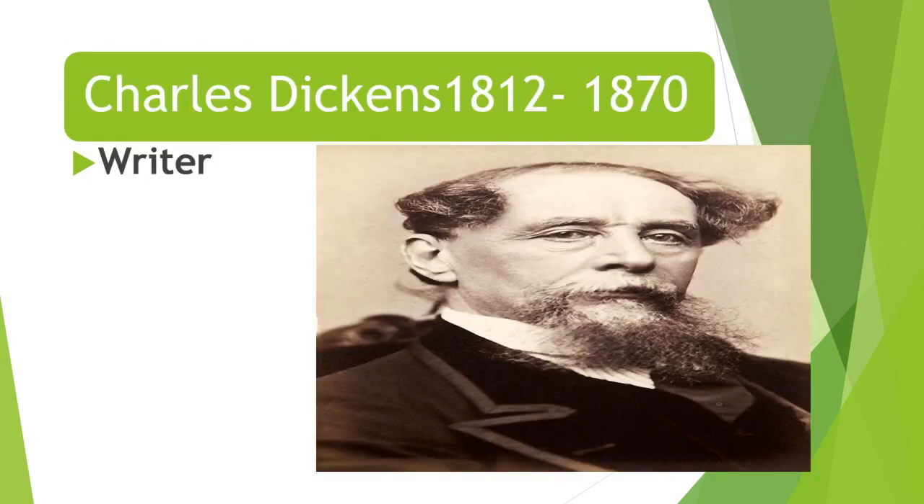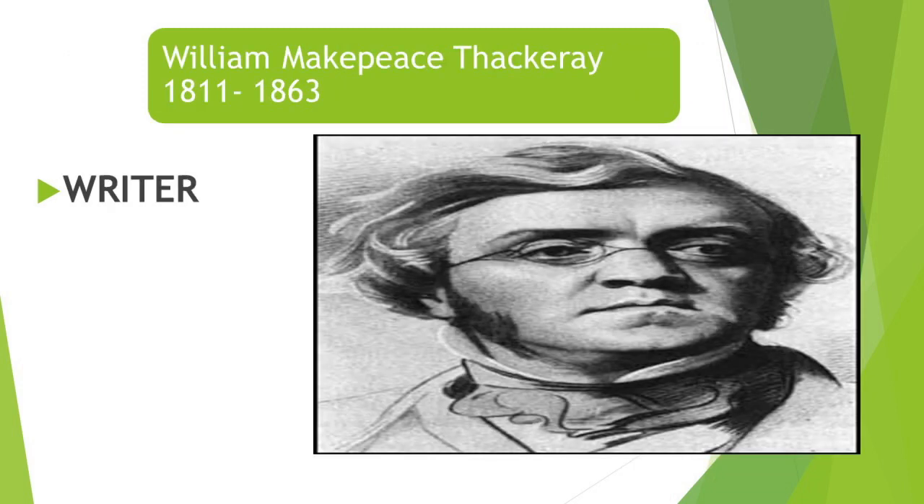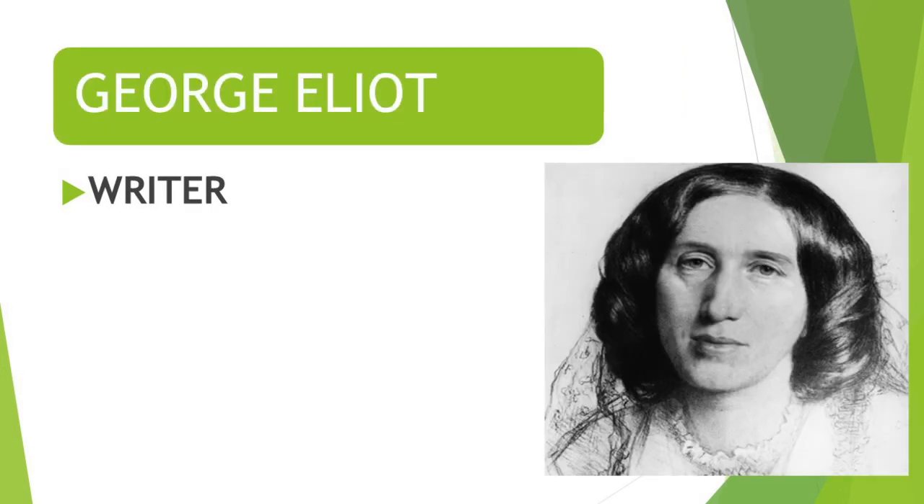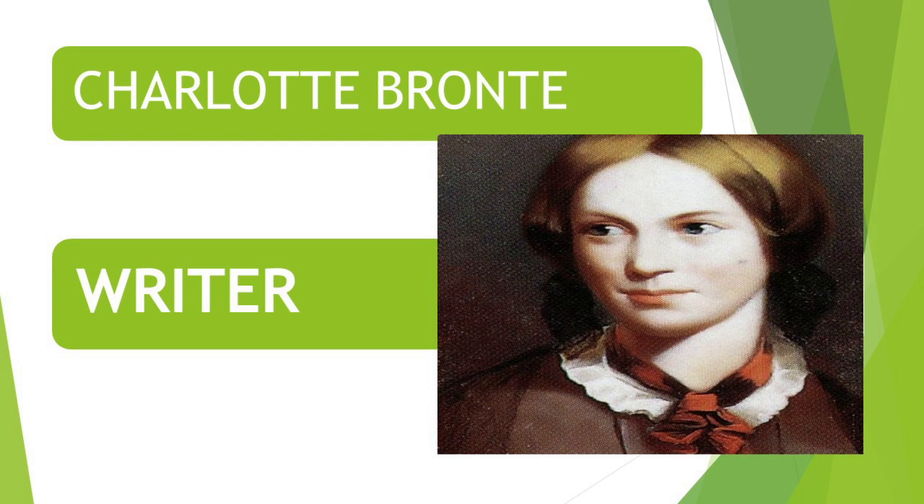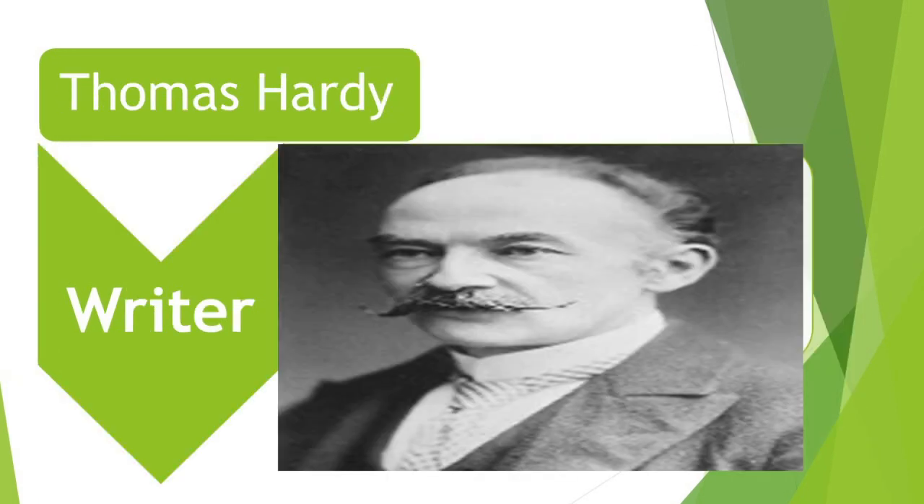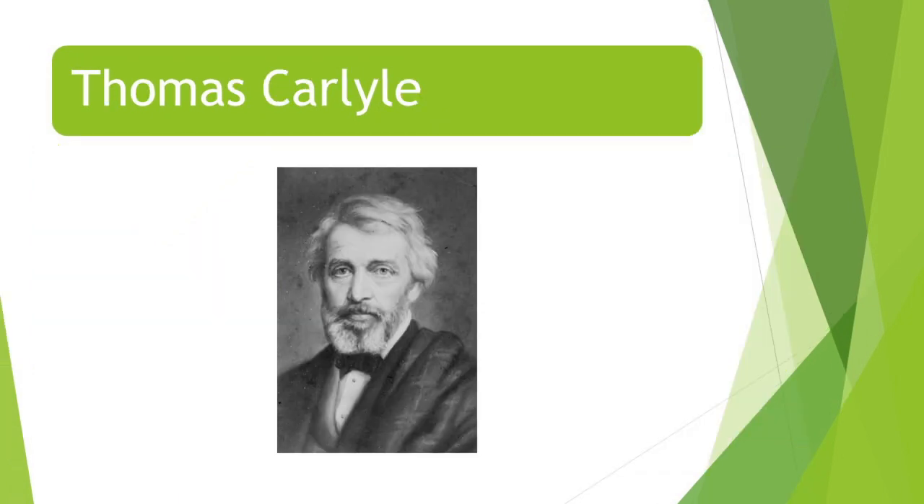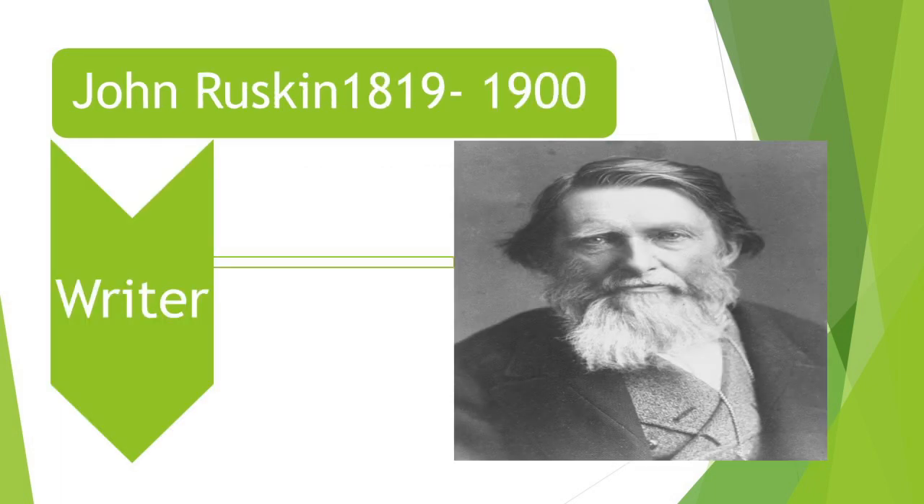Okay, Charles Dickens. Now we can see another important writer of this period. Next one is William Makepeace Thackeray. Another writer is George Eliot. Next writer is Charlotte Bronte. They are the Bronte sisters. All right. And next one is Thomas Hardy. And next, another important writer is Thomas Carlyle. Next writer, John Ruskin. Okay, there are so many. Just for your sake, it is enough.